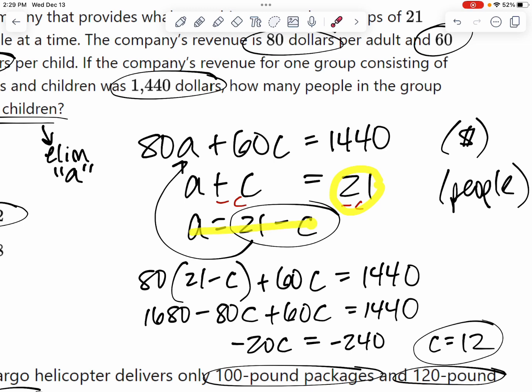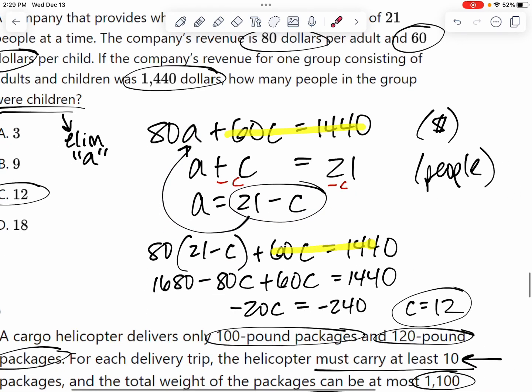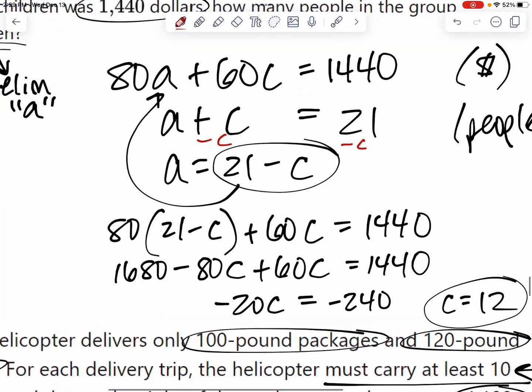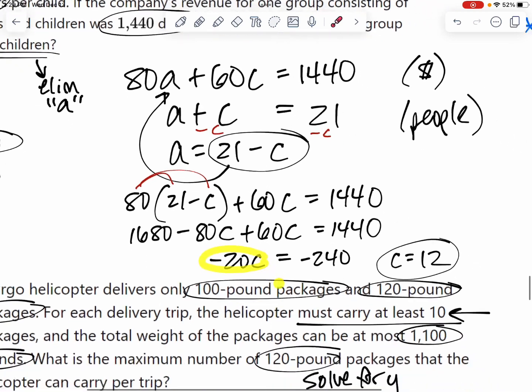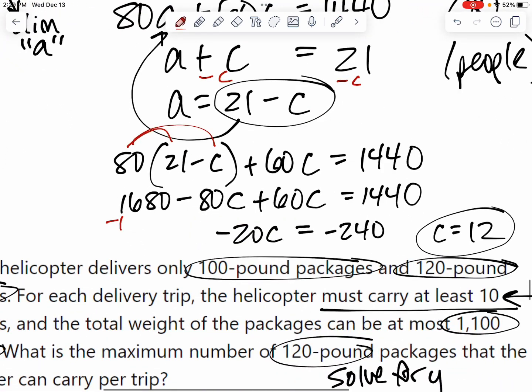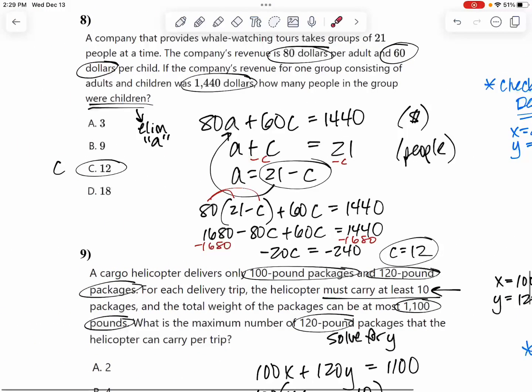I wrote that here. Now that I have A by itself, I know I can take all this stuff that A equals and plug it in right here for this A. So I wrote a space right there and I plugged in 21 minus C. Copy the rest of the equation. That's what goes here. And now I just have to solve it. Let's multiply 80 by 21 and 80 by -C, and let's combine like terms. I'm combining -80C and +60C, which gives me -20C. I'm also subtracting over the 1680 in order to combine like terms, which is how I got -240. And you divide and you get C.